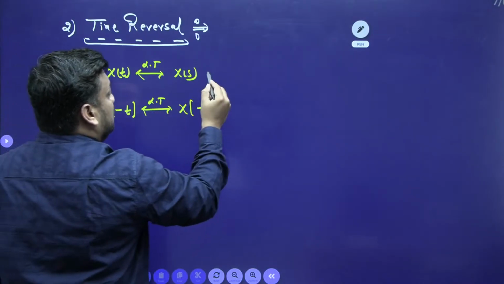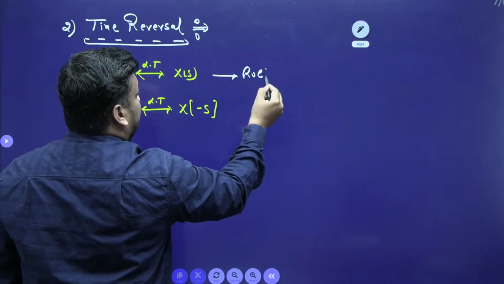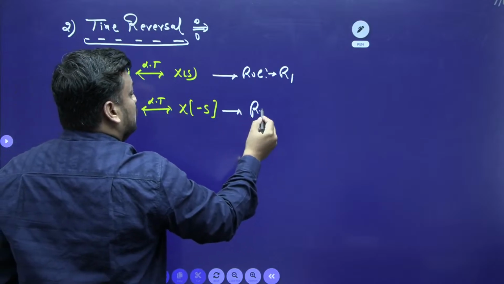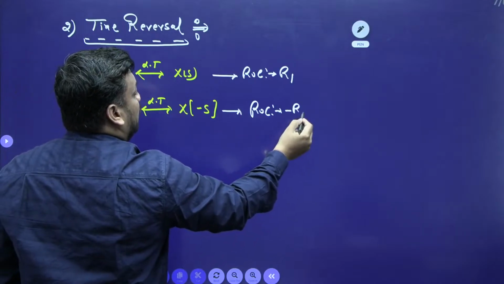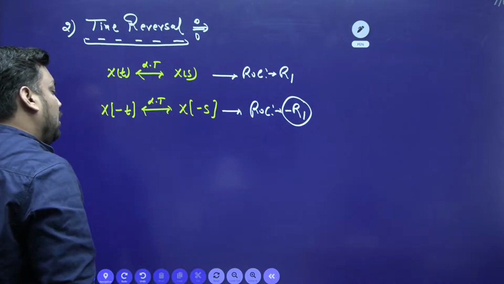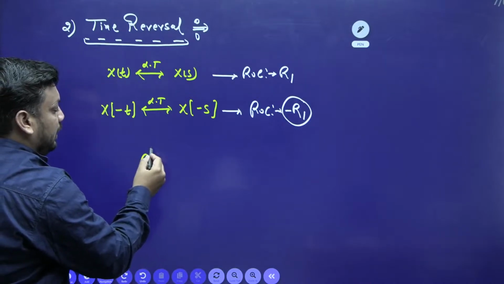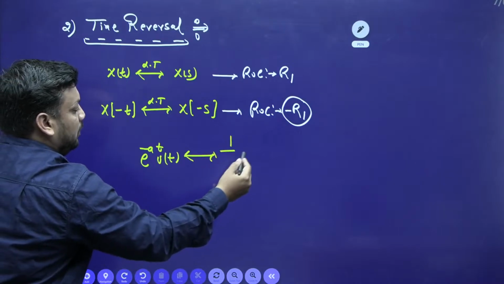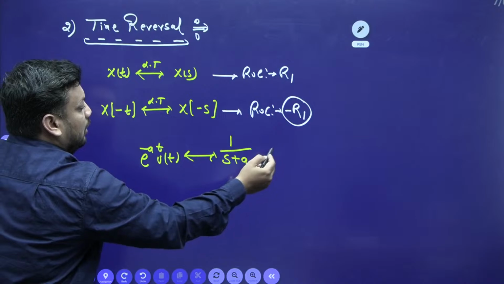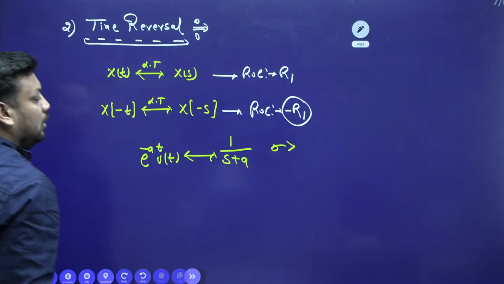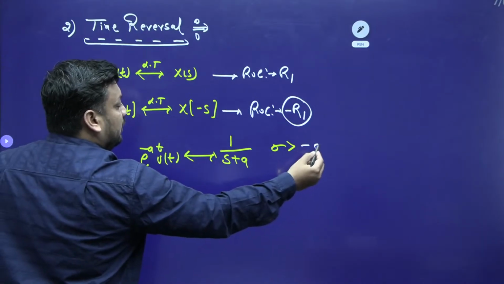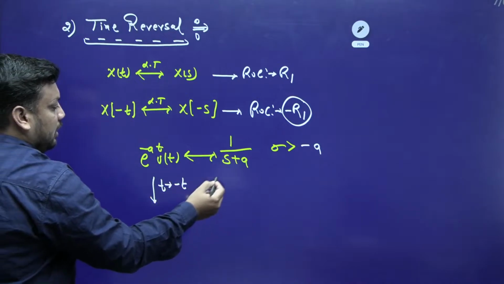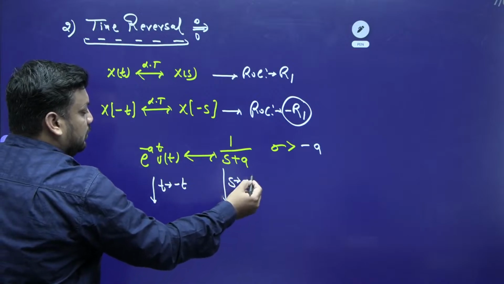If x(t) has the Laplace transform X(s) with ROC R1, then x(-t) has the ROC of -R1. How? Take the example e^(-at)u(t), which has the Laplace transform 1/(s+a) and ROC sigma greater than -a. If I replace t with -t, then s is also replaced with -s.